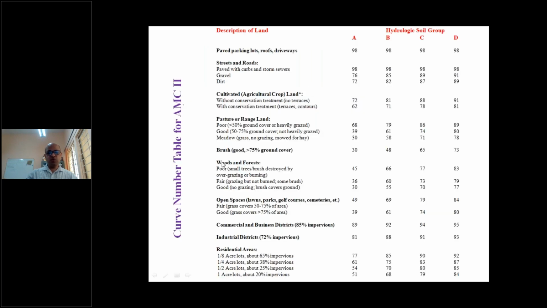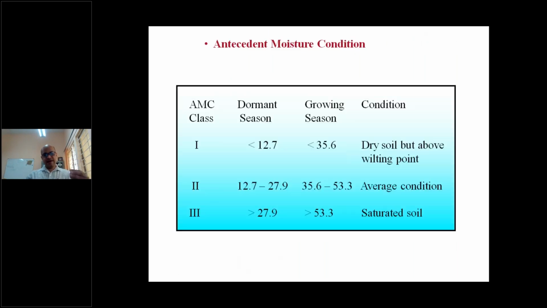The table I'm showing you here gives me the value of curve number if my watershed or my area is at AMC condition 2. So basically, if it's a dormant season, last 5 days rainfall is between 12.7 to 27.9, and if it's a growing season, last 5 days rainfall is between 35.6 to 53.3. So if this is true, the curve number which I have selected in my previous step is correct for me.